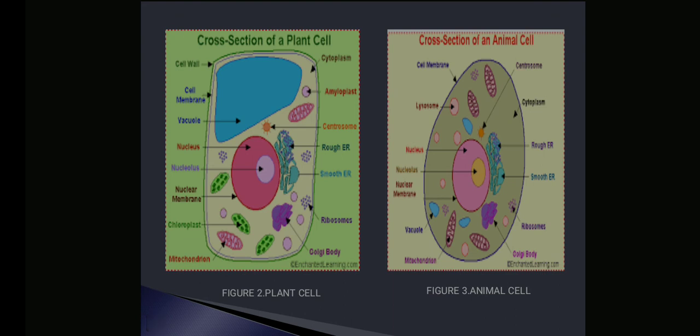Coming to the cross section of the animal cell, the animal cell doesn't contain a cell wall. It only contains cell membrane, centrosome, lysosome, cytoplasm, nucleus, rough endoplasmic reticulum, nucleolus, nuclear membrane, smooth endoplasmic reticulum, vacuole, ribosomes, Golgi body, and mitochondria.